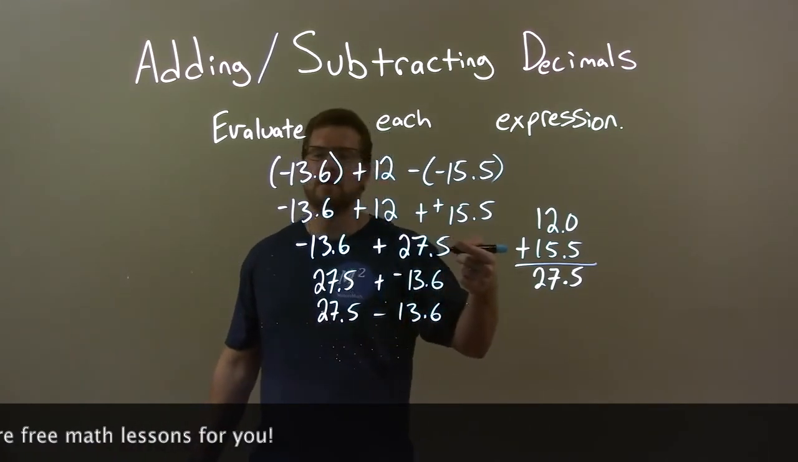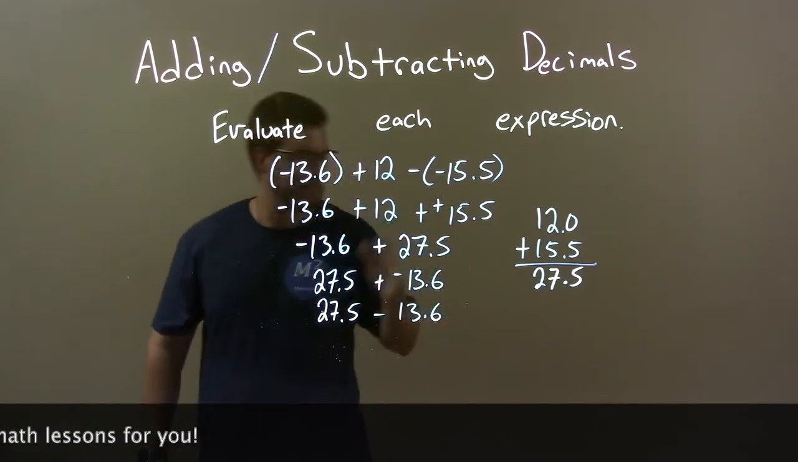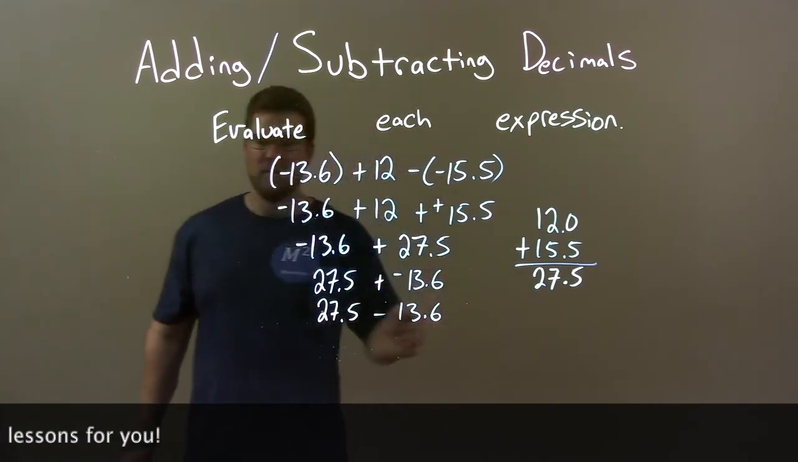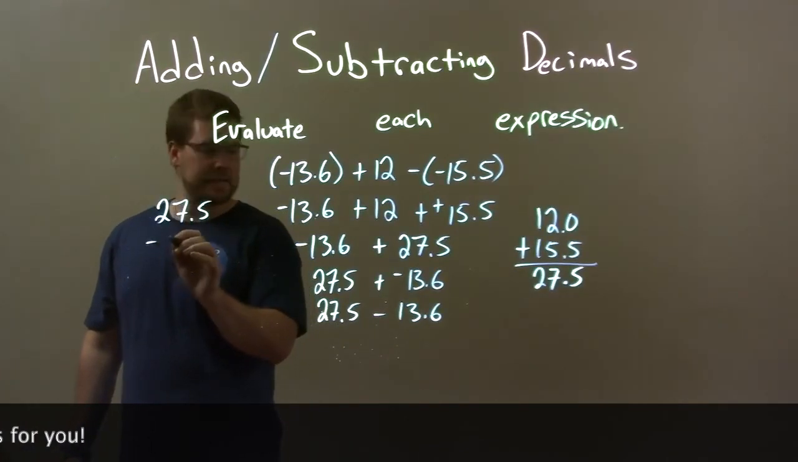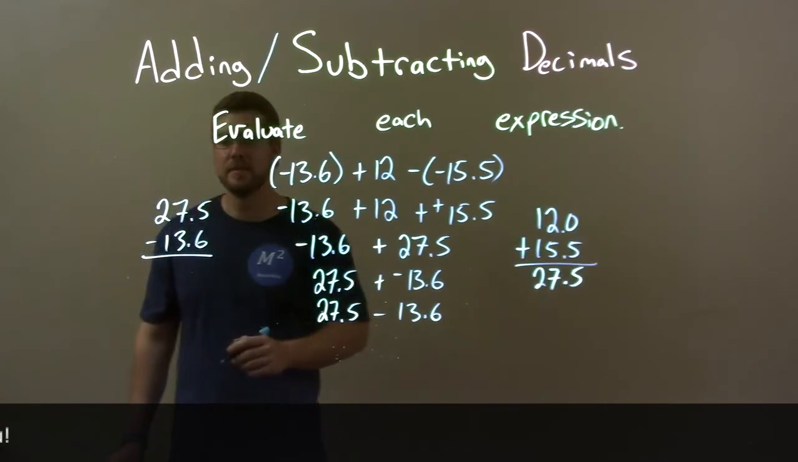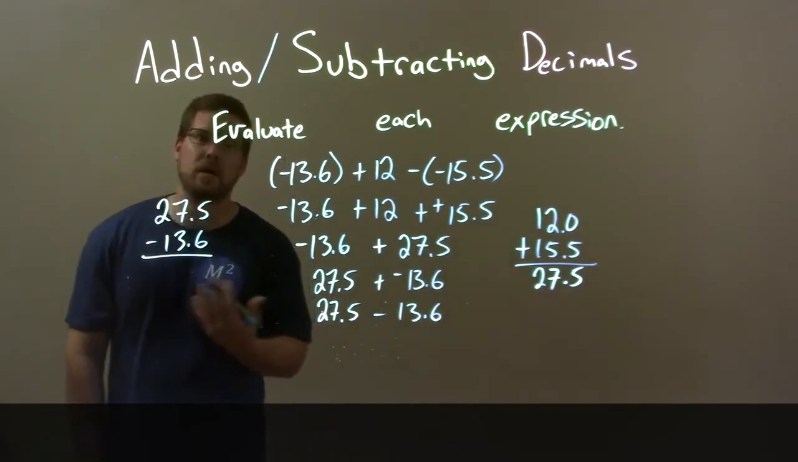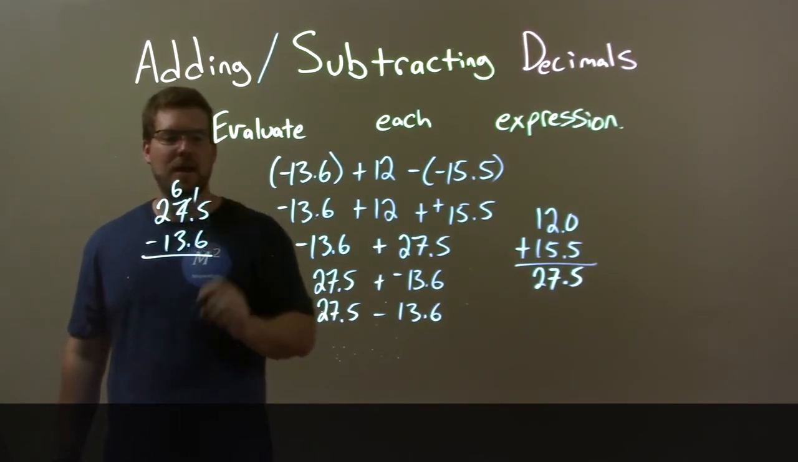And you'll, at some point, be able to jump from here to here, but if not, you can just do these steps and you'll get there. So let's go subtract these two, 27.5 minus 13.6, okay? Subtract them. Well, 5 minus 6, I can't do that, right? So get 1 from the 7, that becomes a 6, add a 1.